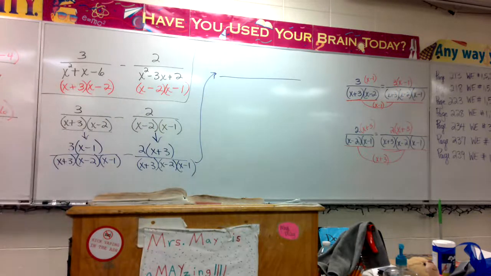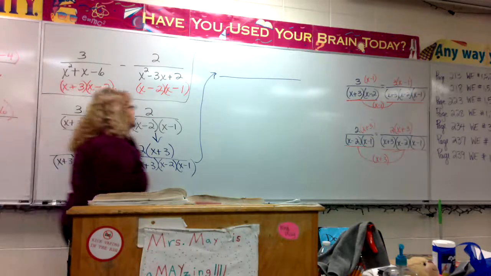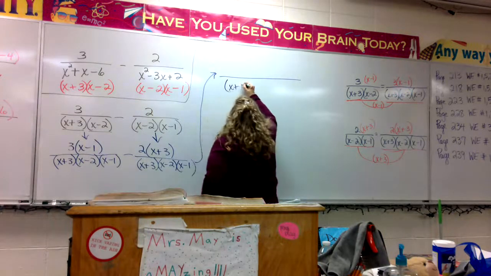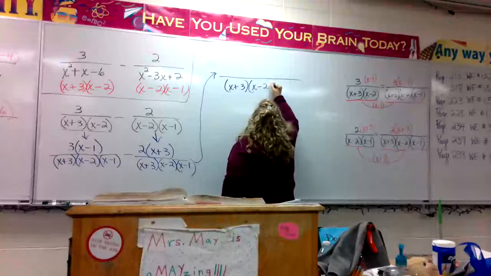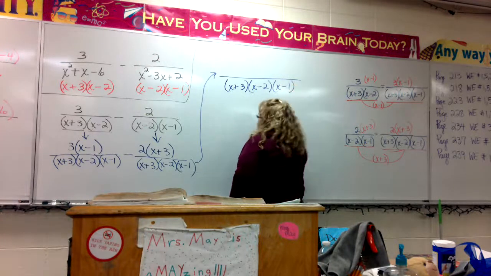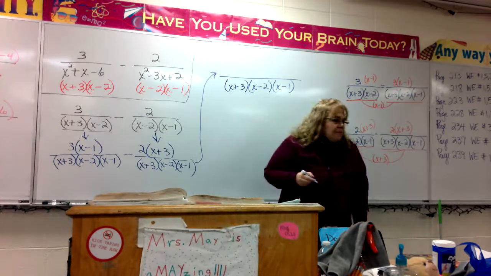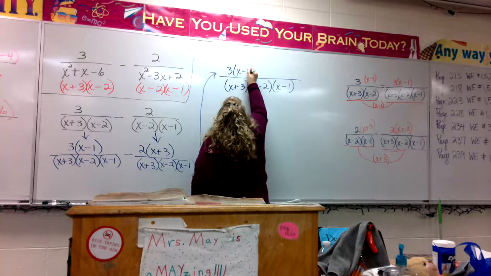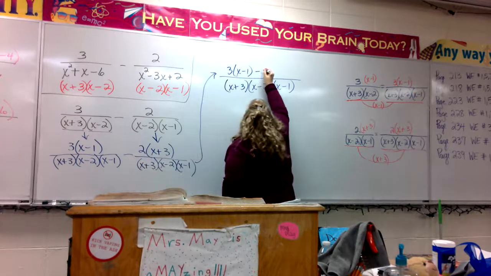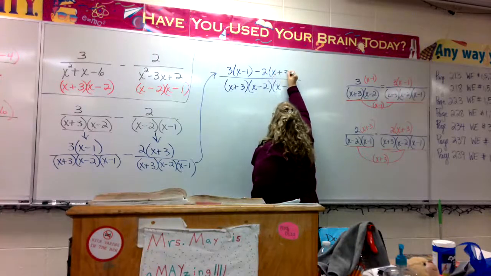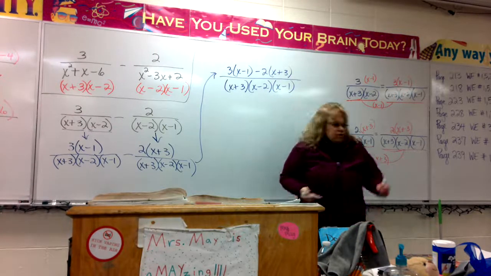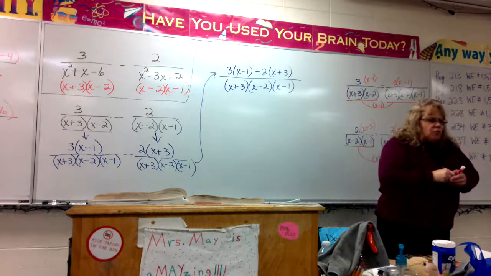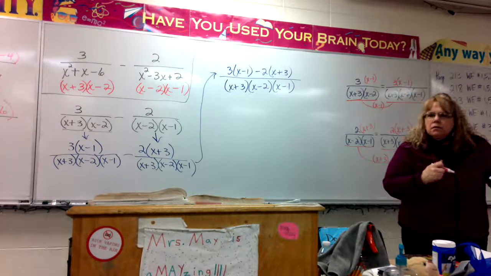And remember, what do you do to your denominator? Say nothing. I don't do a darn thing to it. I'm going to leave it as x plus 3, x minus 2, x minus 1. And on top, I would like it if you didn't do anything to that either. A 3 times x minus 1, take away 2 times x plus 3. You know, the more you try to cram into one step, the more likely you are to make a mistake, right?